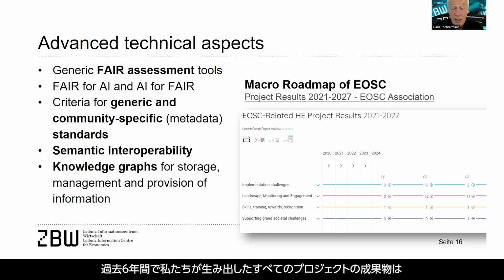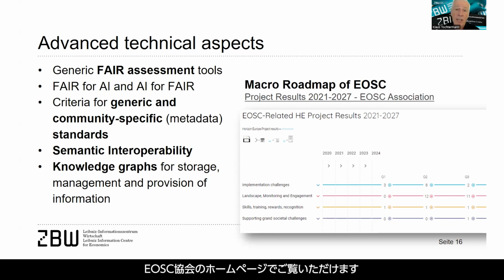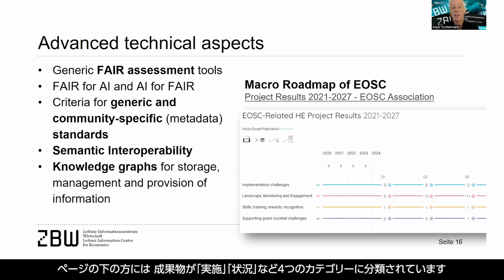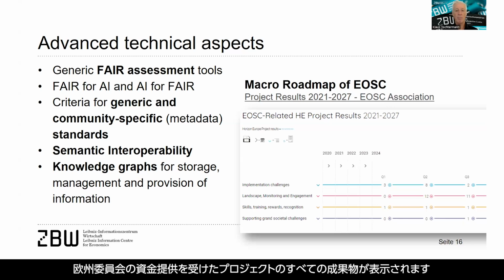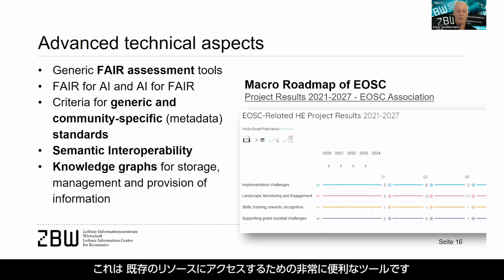All the project results we have produced in the past 6 years are available on the homepage of the EOSC Association. Here is the link. And if you look down, there are categorized the outcomes according to the 4 categories: implementation, landscape, and so on. And if you click on the implementation challenges, you get all the deliverables which have been produced by the projects which have been funded from the European Commission to develop the European Open Science Cloud. So that's a very nice tool to access what is already there.